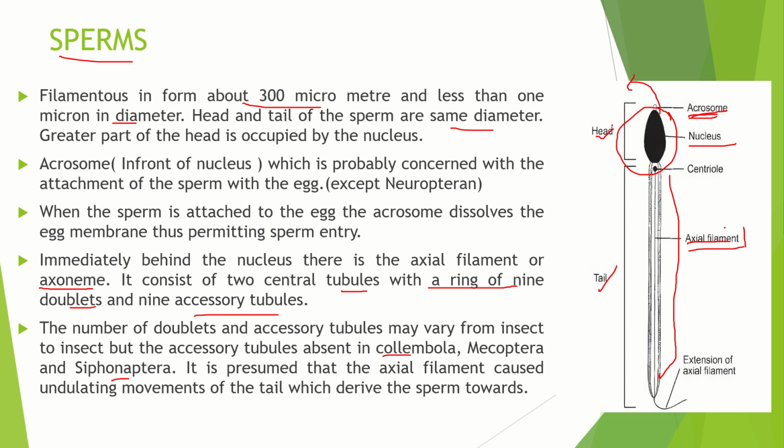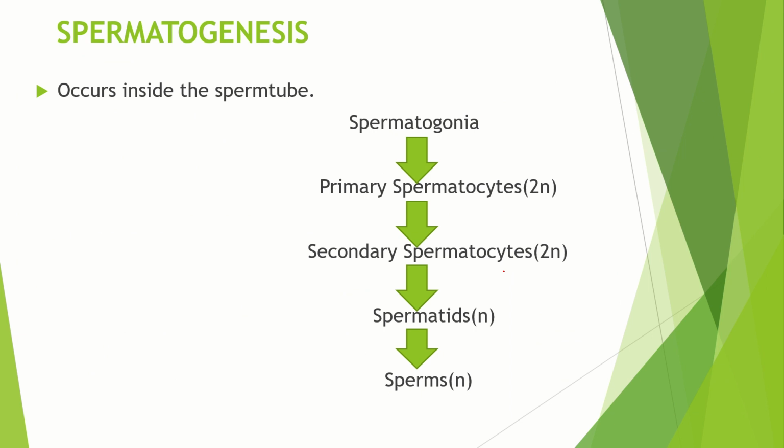The number of doublets and accessory tubules may vary from insect to insect, but accessory tubules are absent in Collembola, Mecoptera, and Siphonaptera. They help the axial filament's undulating movement of the tail, which drives the sperm forward. So this is the sperm.